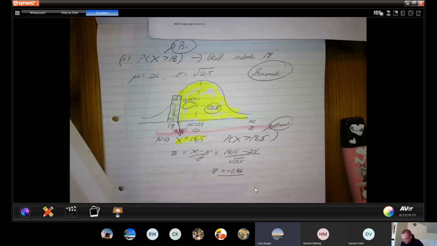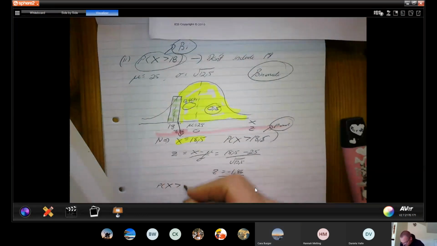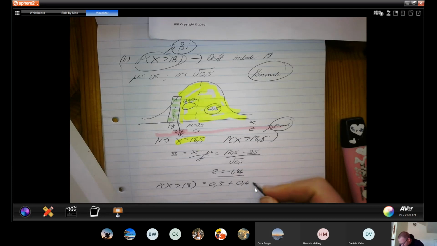In other words, let's go back to our binomial language, the probability that X is more than 18 heads is going to be what? 0.5 plus 0.467, and it's going to be 0.967.